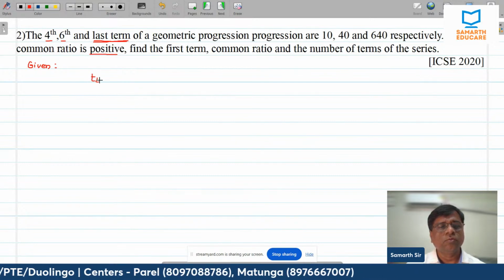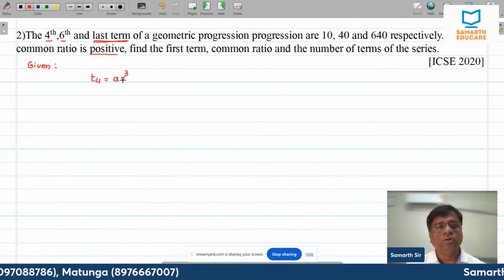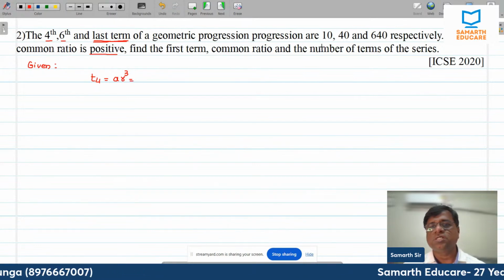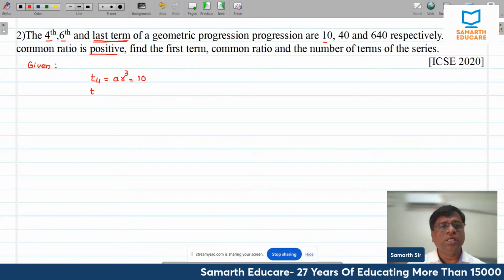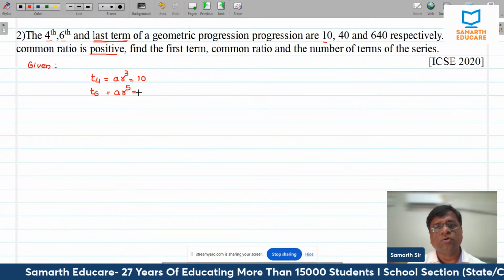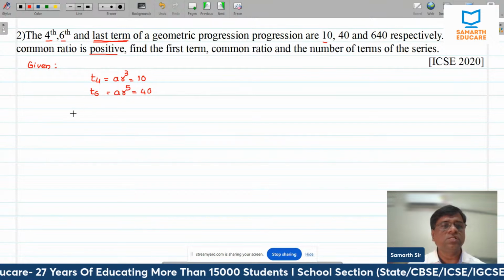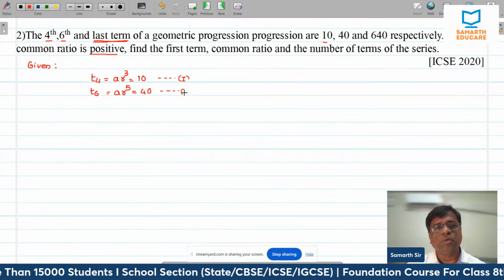T4, which according to my formula is a r cube, is written as 10. Then T6, that means a r raised to 5, is equal to 40, which is given to us, right? So this is equation number 1, and this is equation number 2.